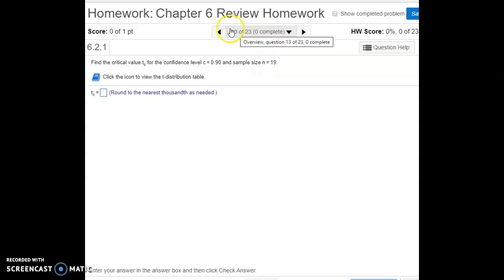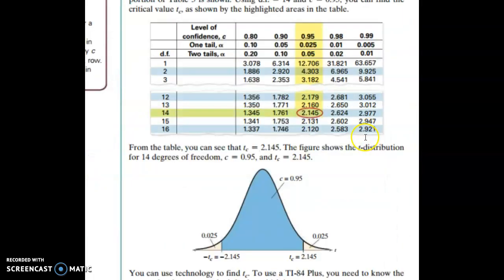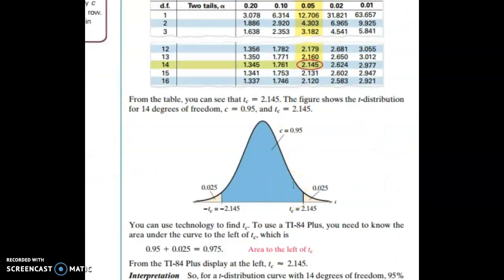And number 13, we're trying to find the critical value associated with a certain level of confidence, and we'll be creating a confidence interval here. And notice we'll be using the t-distribution, and that's because we have to use the t-distribution anytime we don't know the population standard deviation. And this is discussed in 6.2. And here's a visual of what we're trying to do.